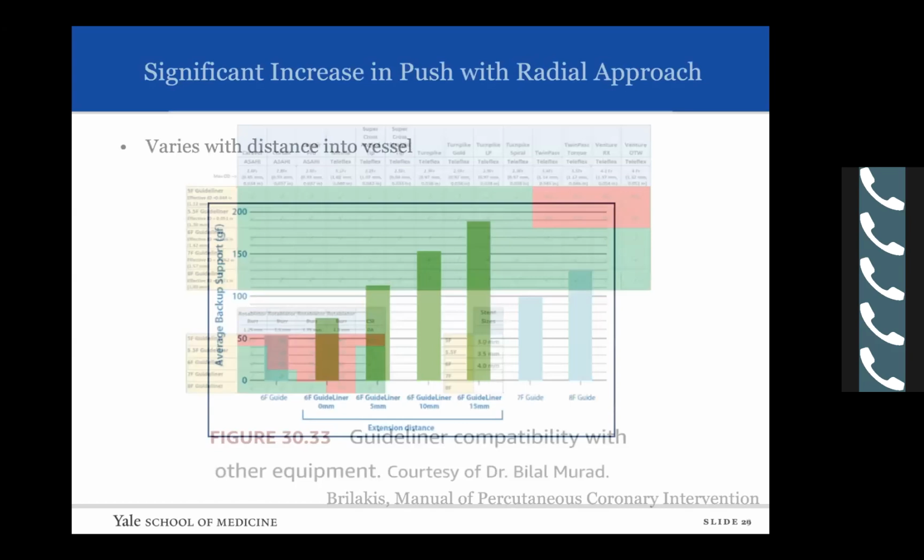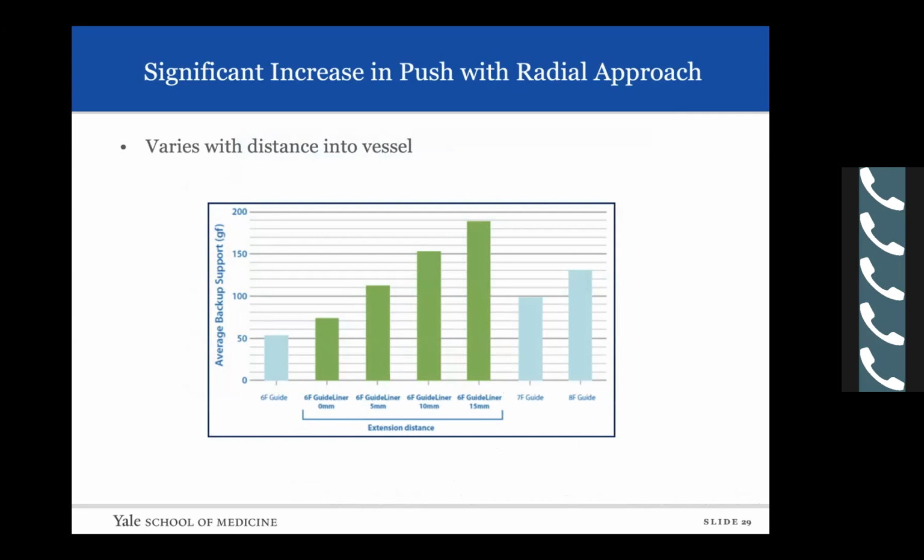Guide extensions are quite good for the radial approach. Since we use smaller guides, they allow significant increased push. And this is just a gram force chart of that.